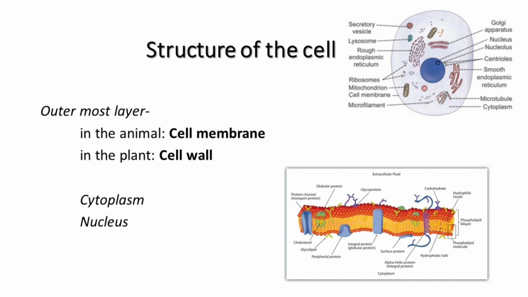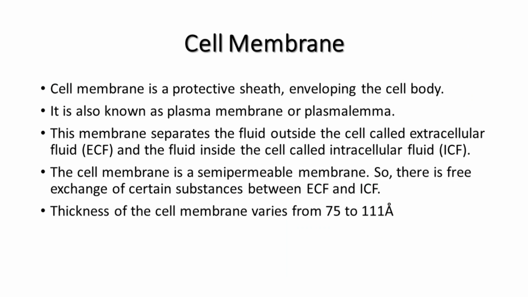Cell membrane. Cell membrane is a protective sheath enveloping the cell body. It is also known as plasma membrane or plasmalemma. This membrane separates the fluid outside the cell, called extracellular fluid, and the fluid inside the cell, called intracellular fluid. The cell membrane is a semi-permeable membrane, so there is free exchange of certain substances between ECF and ICF. Thickness of the cell membrane varies from 75 to 111 Å.